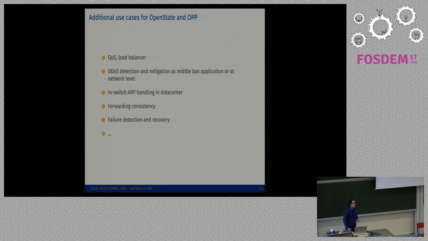So this is just a list of some additional use cases for OpenState and OPP. For the project, we use it to do quality of service, failure detection and recovery, and also there's an application I appreciate quite a lot, which is denial of service detection and mitigation. So I won't describe it here. For the details, I have some blog articles if you want to read them on some of these use cases.